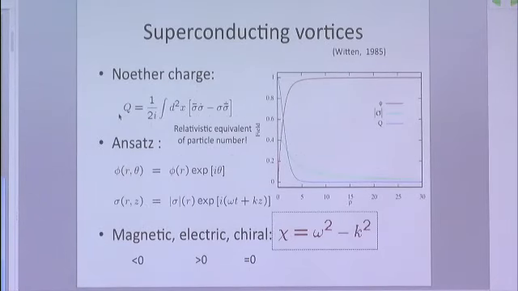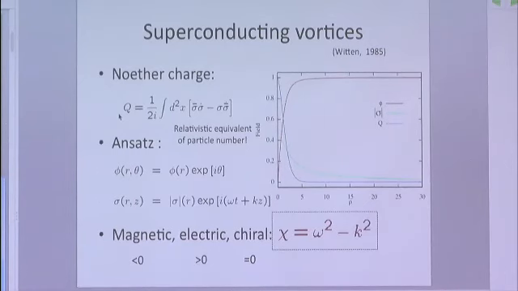So the starting point for this discussion in the cosmological literature was a paper by Witten in 1985 on superconducting vortices. And basically what he said was that the field theory that I've just written down essentially has a conserved current in it, a so-called Noether current, which leads to a conserved charge. And that conserved charge is the relativistic equivalent of the integral of sigma squared, which is used in the non-relativistic literature. And he then constructed solutions using the ansatz that I've got here.